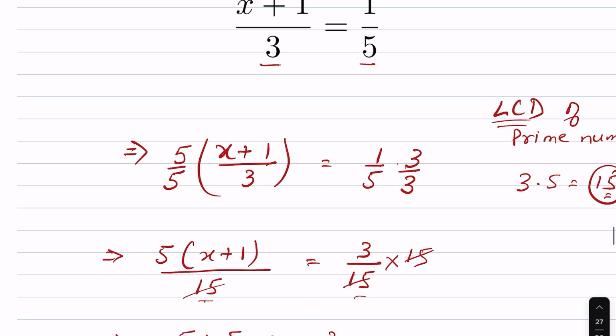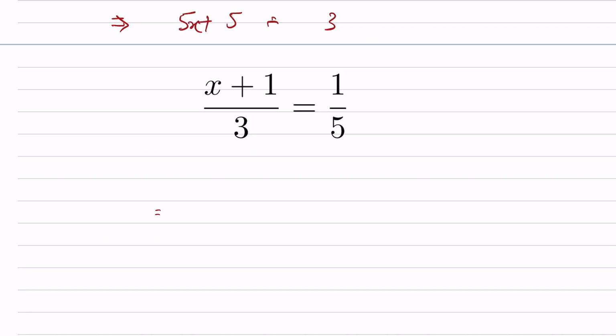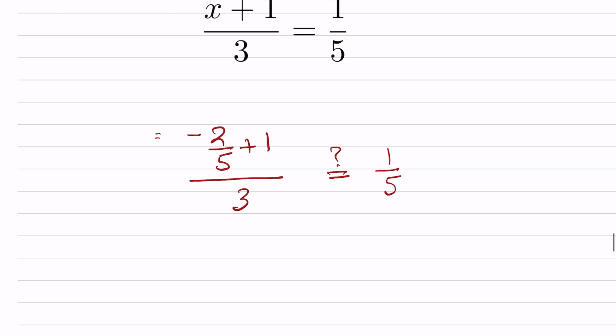You can verify this answer. So x is minus 2/5, plus 1, upon 3, and this should be equal to 1/5. So first we have an addition of fractions and then there is a denominator. So first we will solve the fraction in the numerator. Again the LCD will be 5 here. So it is (minus 2 plus 5)/5, upon 3.